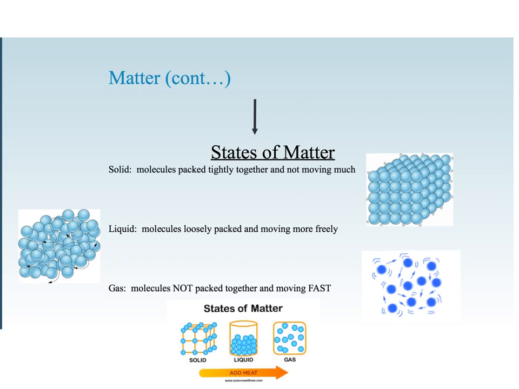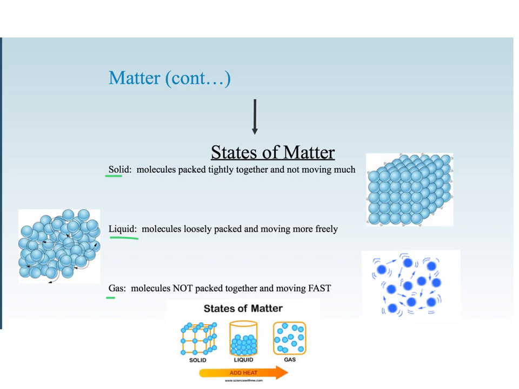Now, whether we're talking about an element or a compound, all matter can be in three different states. You've probably seen this since kindergarten or when you were little. There are three main states of matter. We have solid, liquid, and gas. As you probably know, in anything in a solid state, the molecules in that substance are tightly packed together and not moving much.